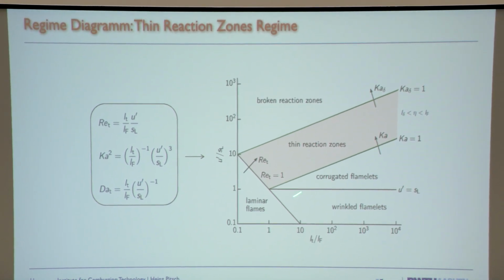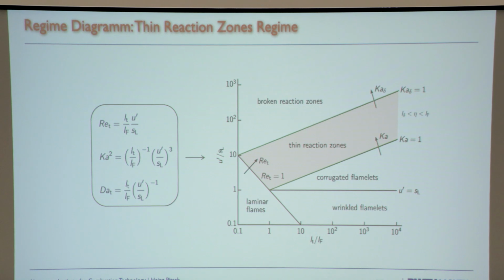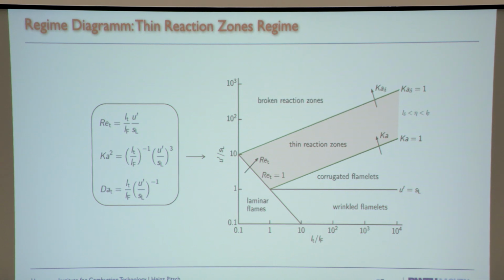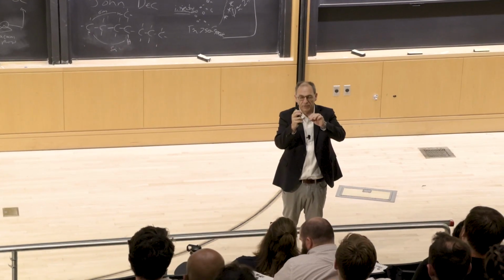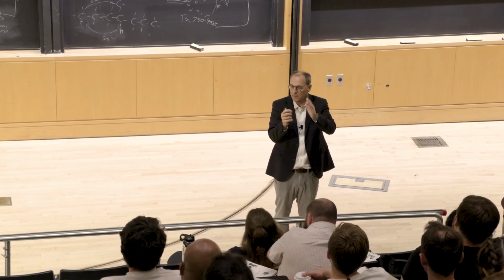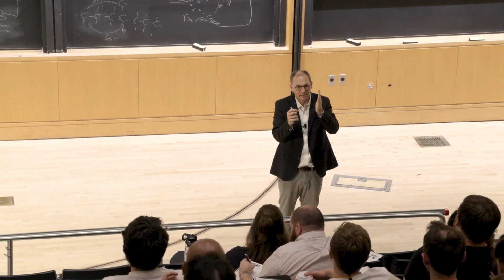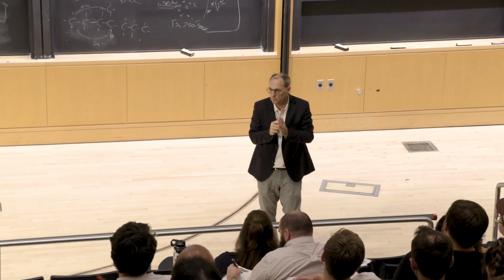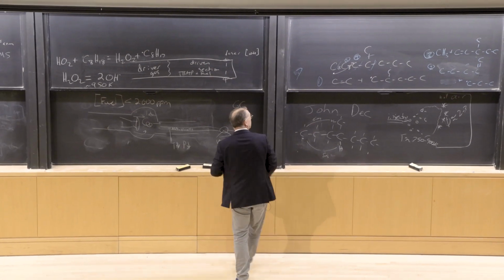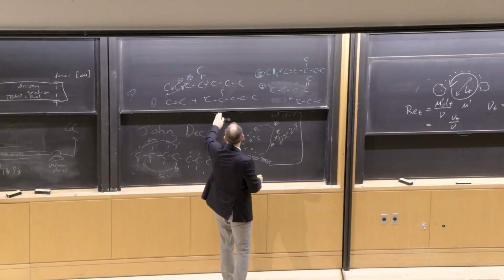Okay, and then we're left with this regime in between, where the Kolmogorov scale is much, much smaller than the flame thickness. So the Kolmogorov eddy actually comes into the preheat region, but the reaction zone is still much, much smaller than the Kolmogorov scale. So an example here maybe could look like this.